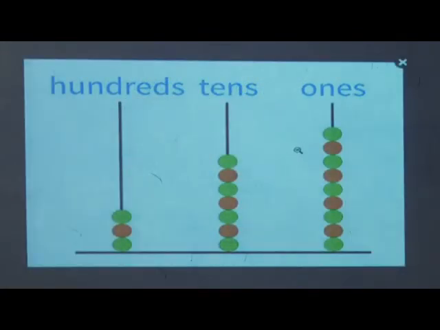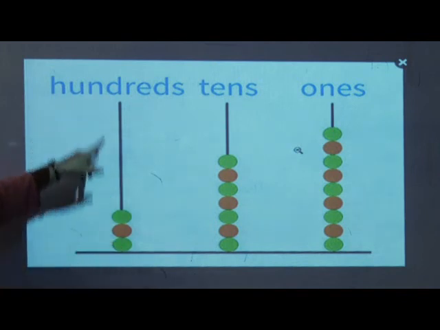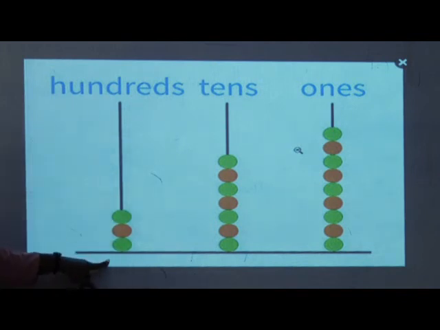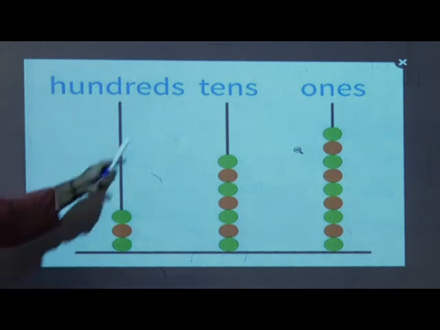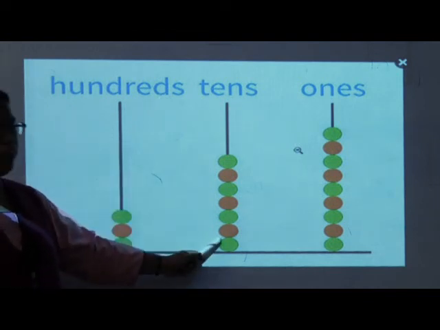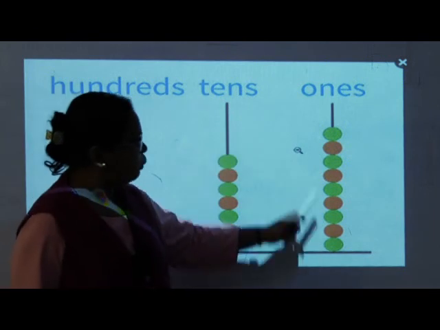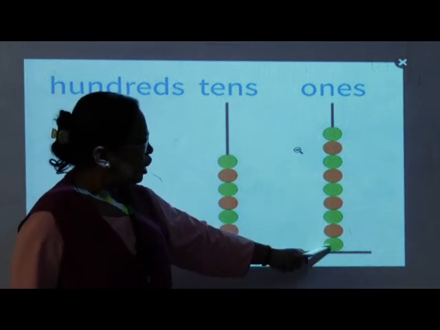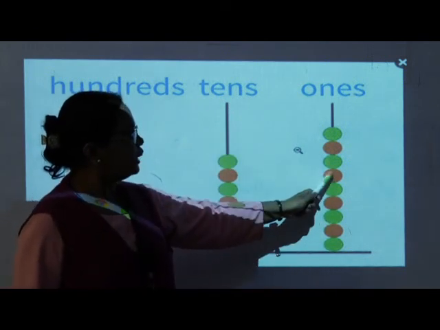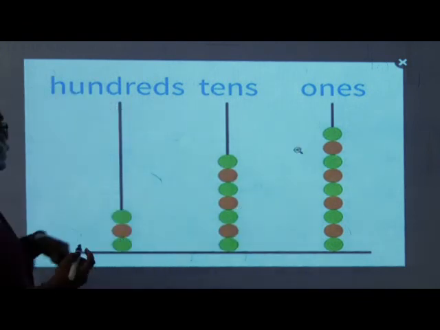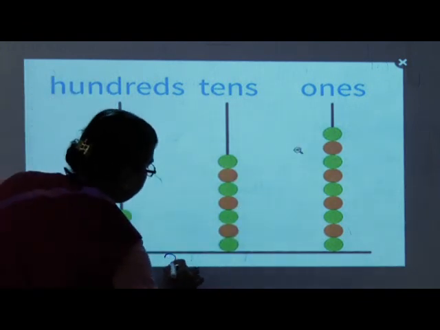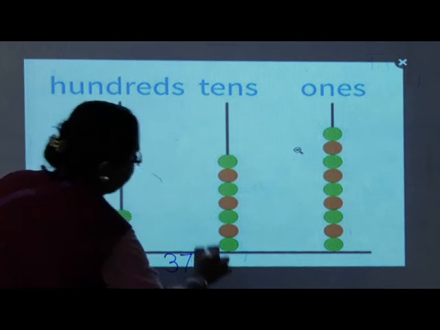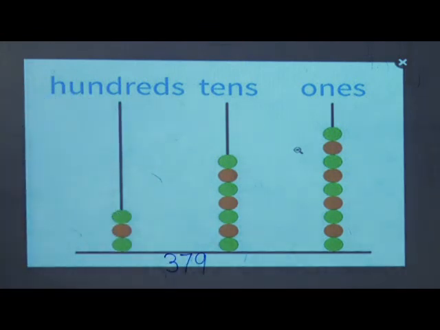Now see the 3-digit place value. You can see in the hundreds place there are 3 beads, in the tens place there are 7 beads, and in the ones place there are 1, 2, 3, 4, 5, 6, 7, 8, 9. This total is 379. Okay. Now we will see the place value of 379.